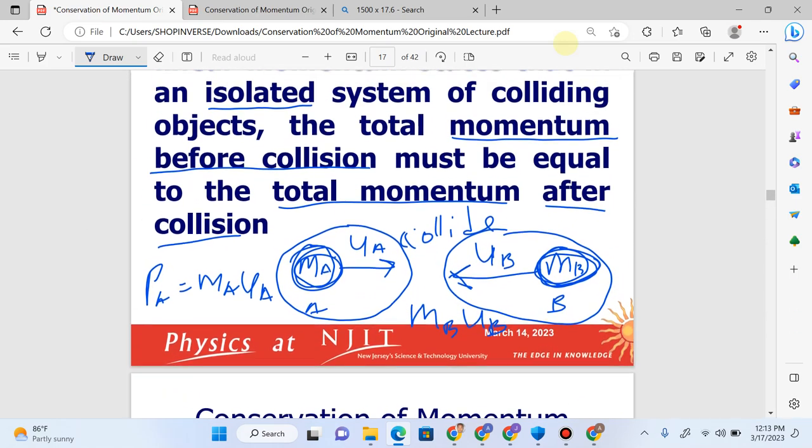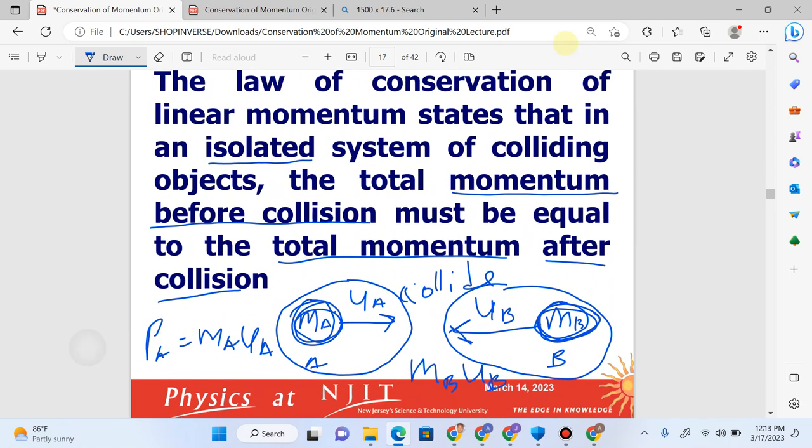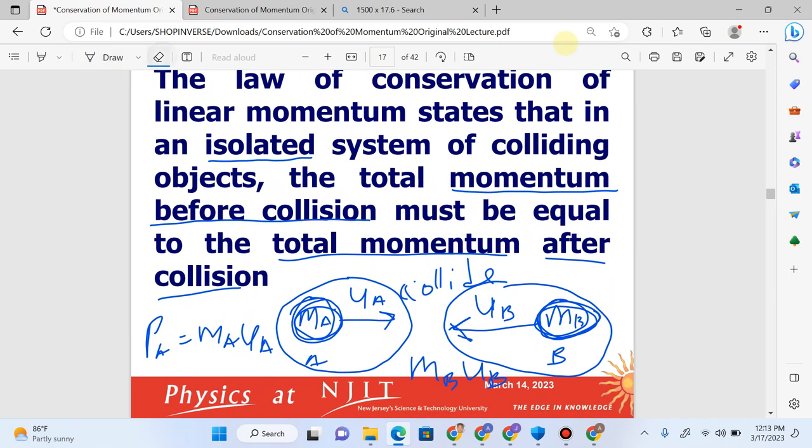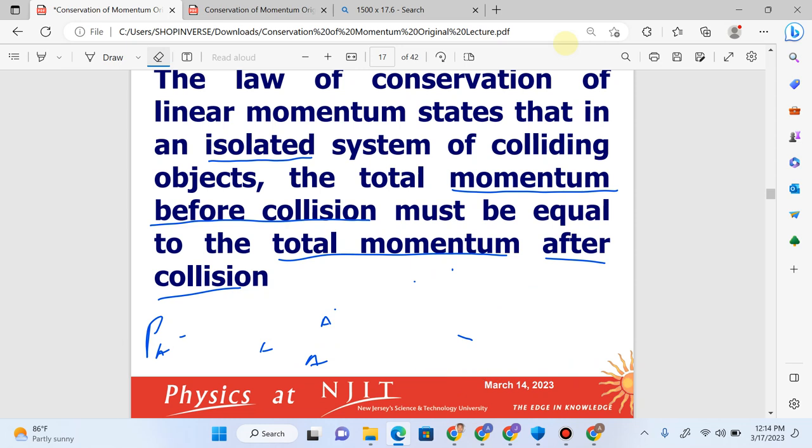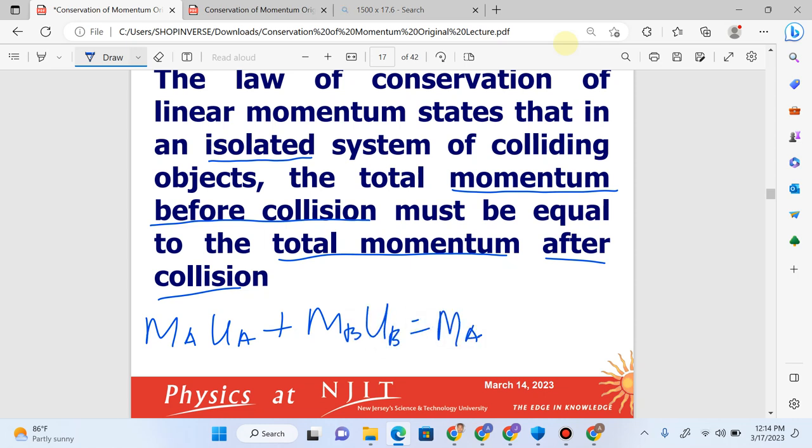Also, in this example, I was representing the objects as object A and object B. So if you want to write the formula based on the law of conservation of linear momentum, the total momentum before collision equals the total momentum after collision. Here you'll be writing the total momentum before collision as MAUA plus MBUB equals MAVA plus MBVB. So the A represents object A, while the B represents object B.